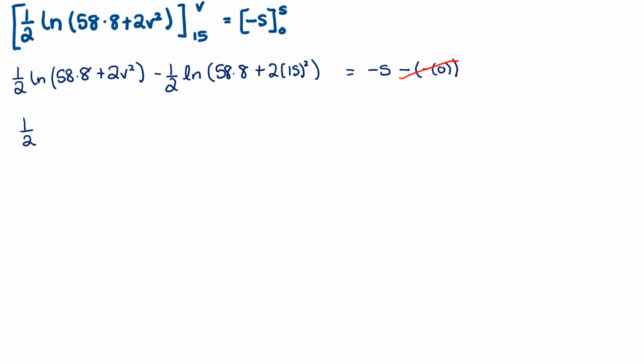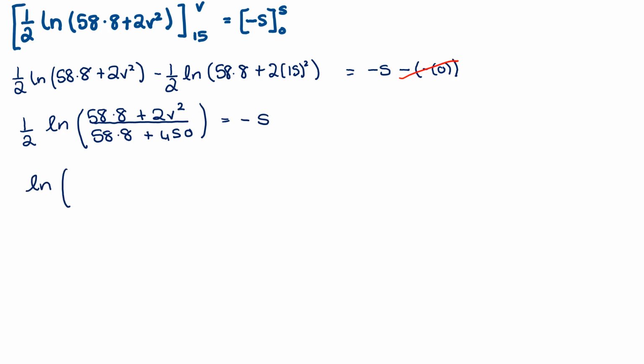Subtracting our natural logs allows us to simplify using our laws of logs. So we have 58.8 plus 2v squared over 58.8 plus 450, and that's all equal to minus s. Let's get rid of the half. So we get natural log of 58.8 plus 2v squared all over 508.8, and that's going to equal minus 2s.